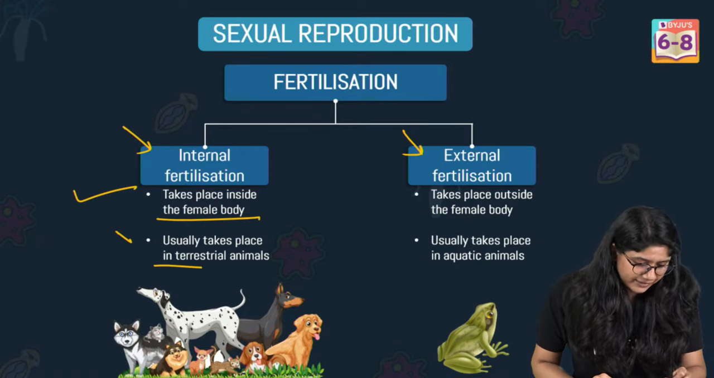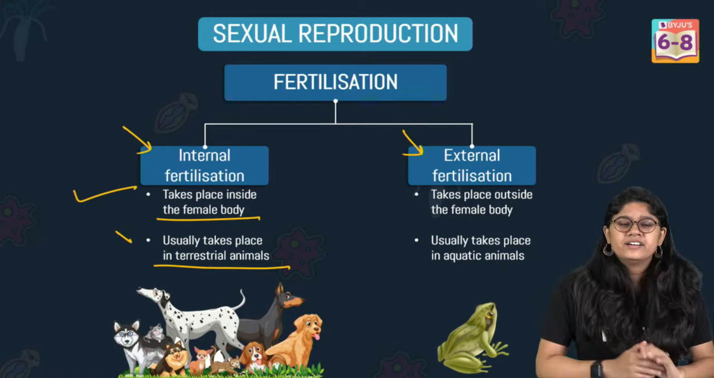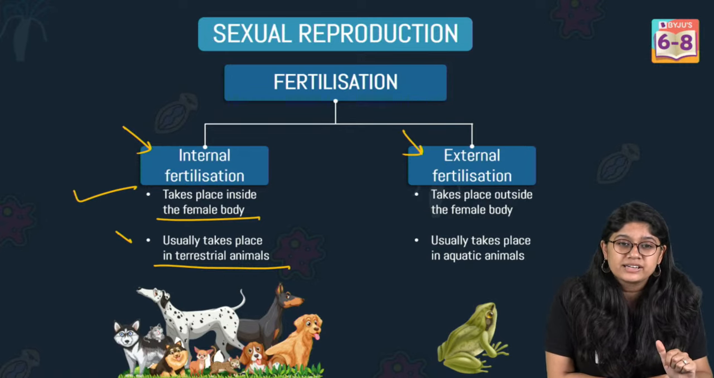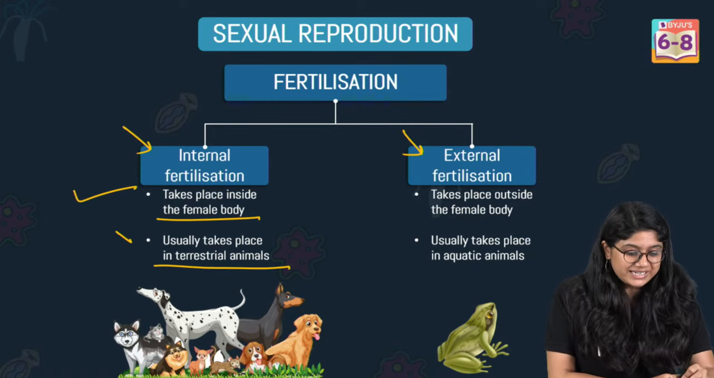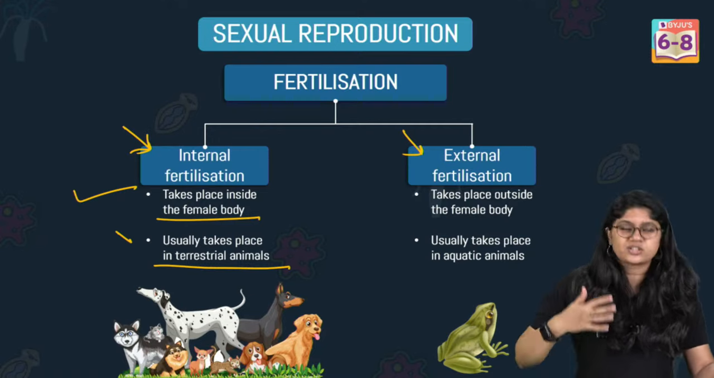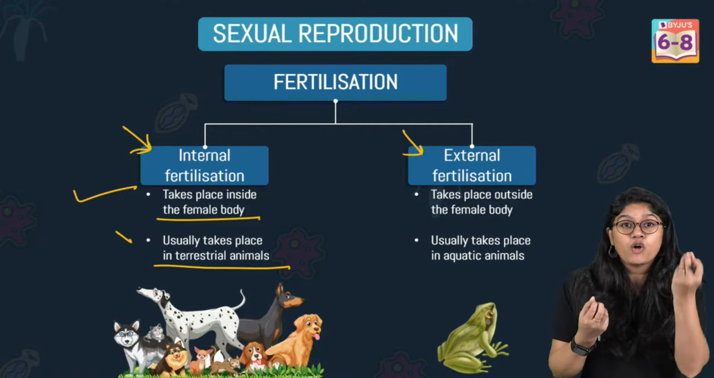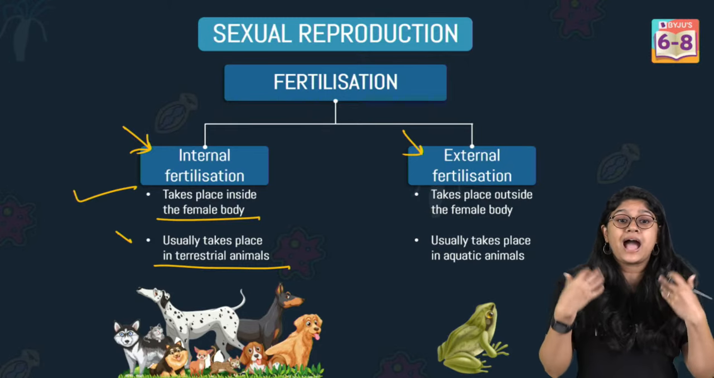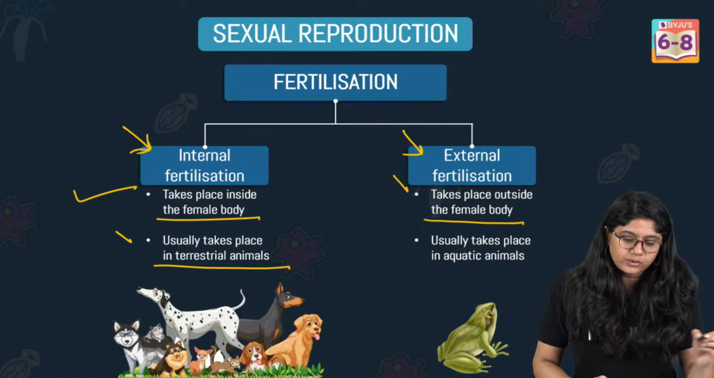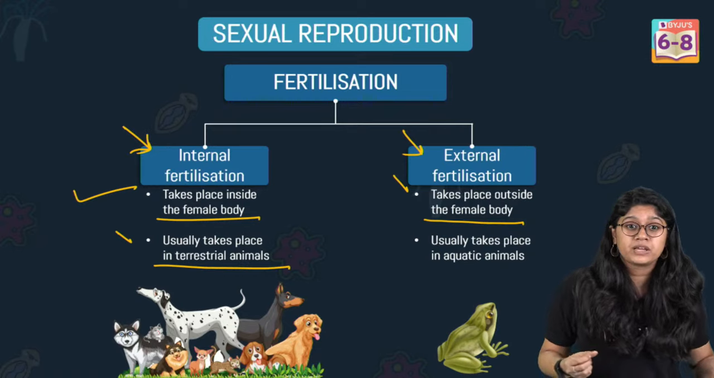And we will see that it usually takes place in the terrestrial animals. Yes? Everyone, are we clear with this? Inside the body, we will call it internal fertilization. We see it in dogs, cats, humans. The external fertilization means that the fusion of the male and the female gamete will be happening outside the body. Are we clear? It takes place outside the body of the female. That's why it's called external fertilization. Clear?